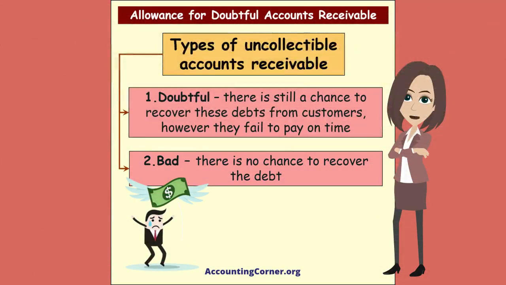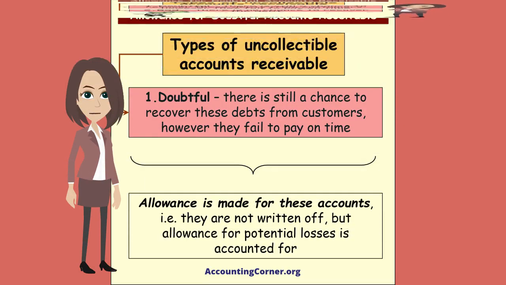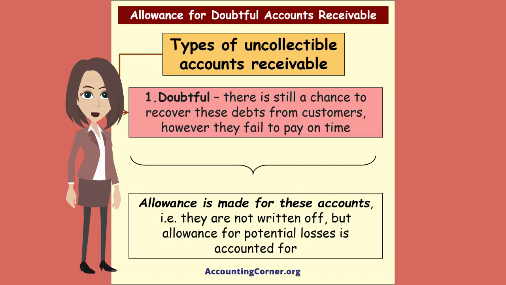There are two main types of uncollectible accounts. Doubtful accounts are debts that have not been paid on time, but there's still a chance they might be recovered in the future. Bad debts, on the other hand, are accounts receivable that are unlikely to ever be collected. As mentioned, doubtful accounts are debts that have not been paid on time, but there's still a chance they might be recovered in the future. Allowance is made for these accounts, which means they are not written off, but allowance for potential losses is accounted for.